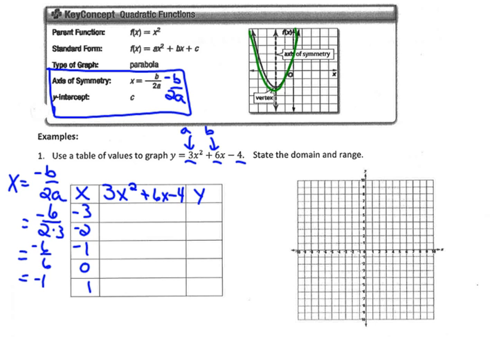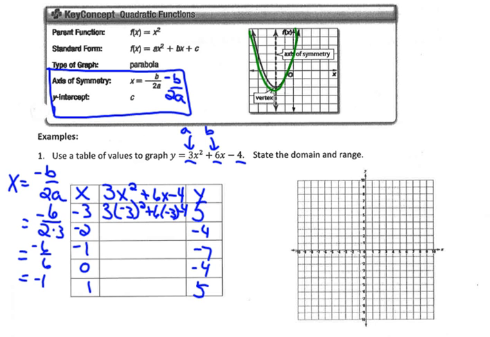I'm going to put those into my calculator. So this is 3 times negative 3 squared plus 6 times negative 3 minus 4. Remember, when you have a negative base, you have to make sure you put it in parentheses. But I'm just going to save some time and fill in the values that you should get when you do this. And you should notice, if you have the axis of symmetry, that the pattern then repeats itself: 5, negative 4, negative 7, negative 4, 5. And that should always happen.